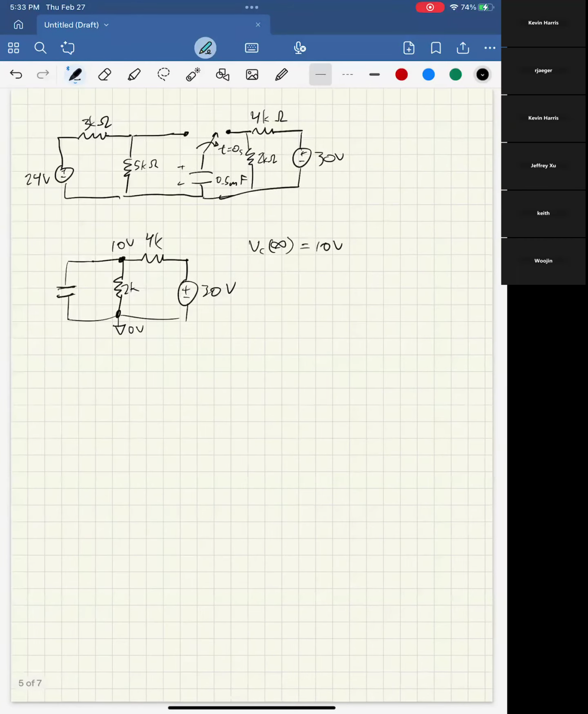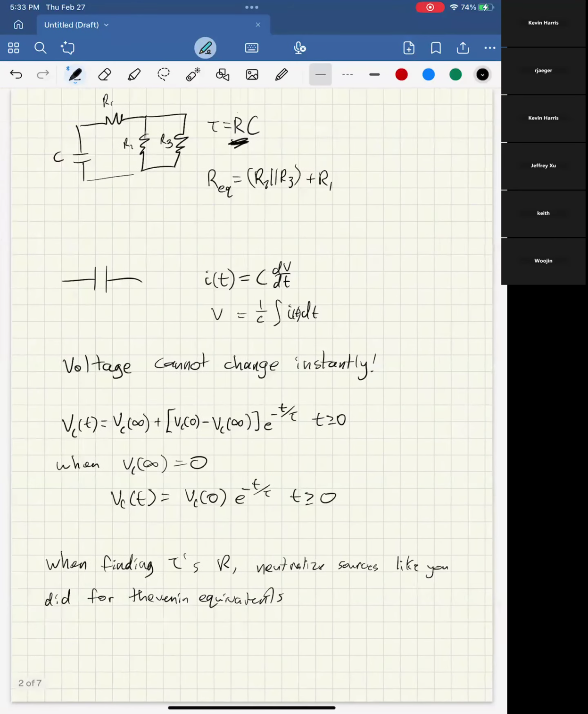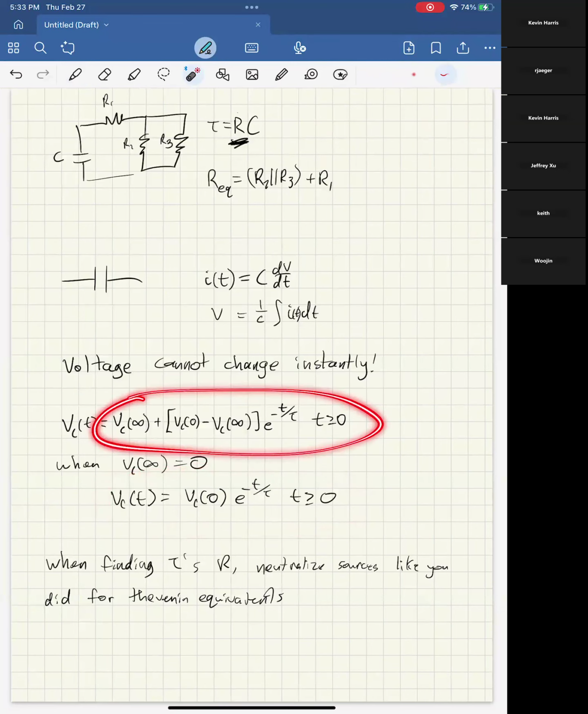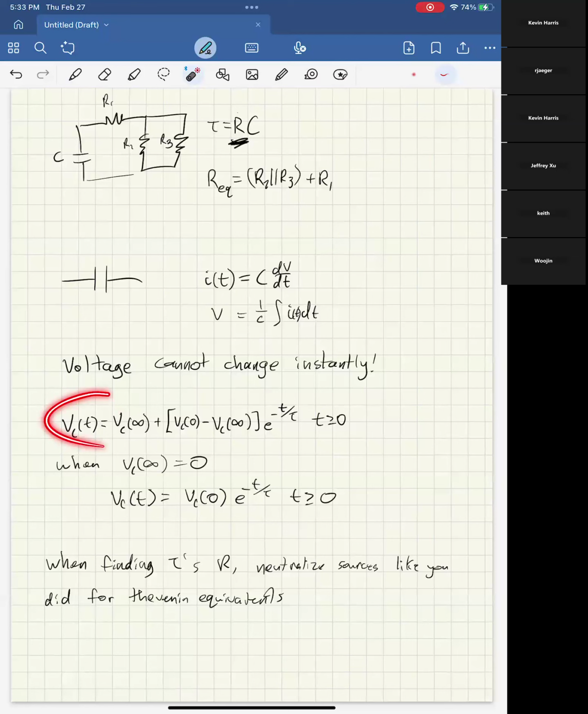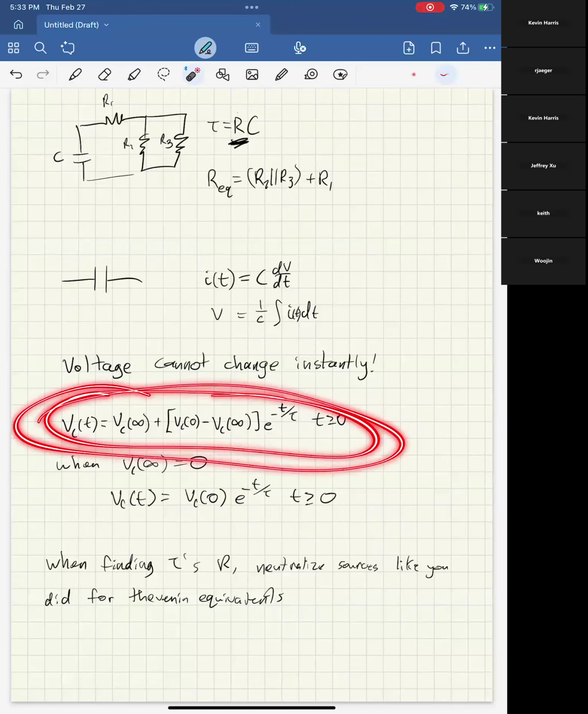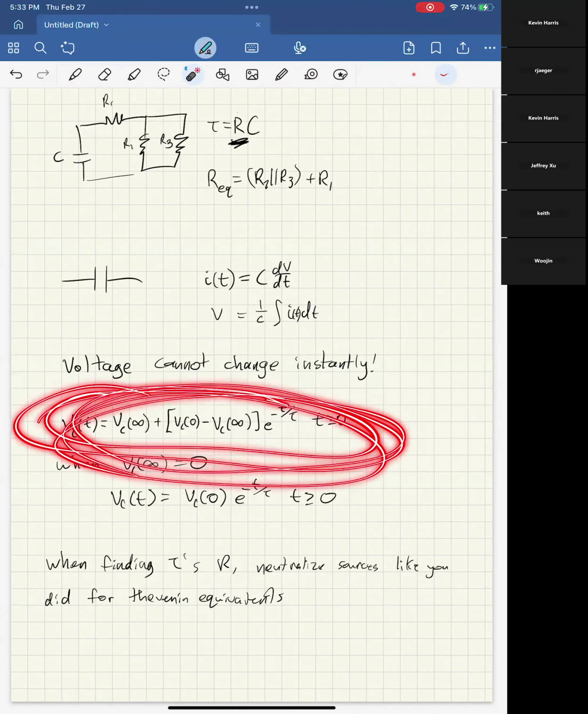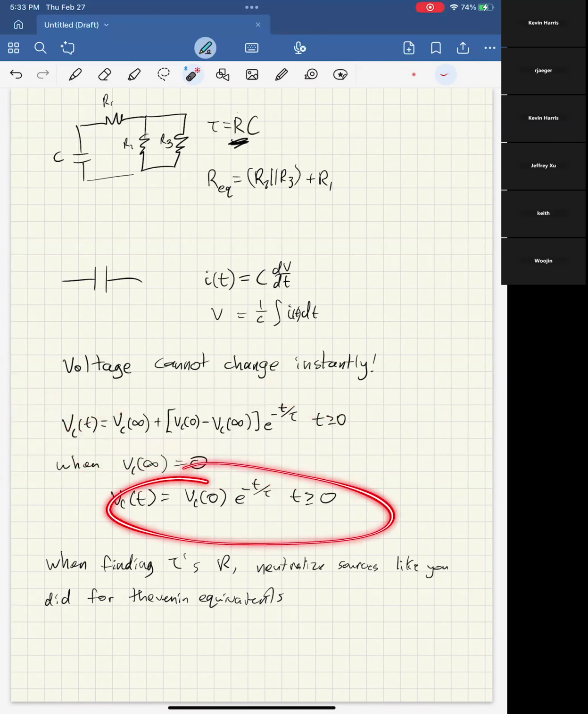Which means that if you remember, there are two equations. We can use this other equation, which is just this equation with VC of infinity equaling 0. So really, again, you only need to remember this equation. This is the one. This is just a special case.